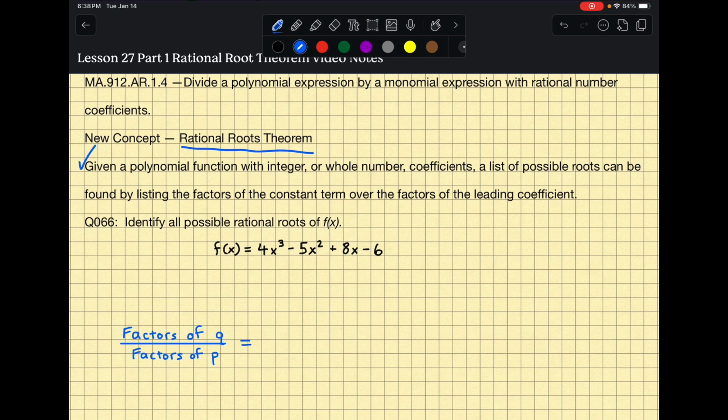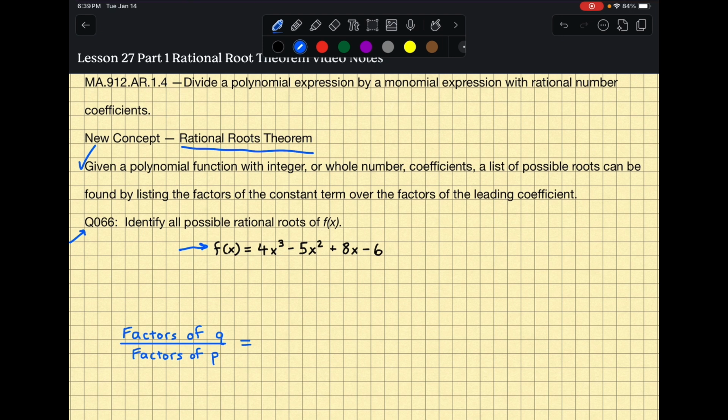So the technical definition is: given a polynomial function with integer or whole number coefficients, a list of all possible roots can be found by listing the factors of the constant term over the factors of the leading coefficient. So it helps us answer this question. Q66, identify all possible rational roots of f of x, meaning roots that are rational numbers, as in not irrational numbers. Okay, so here's f of x.